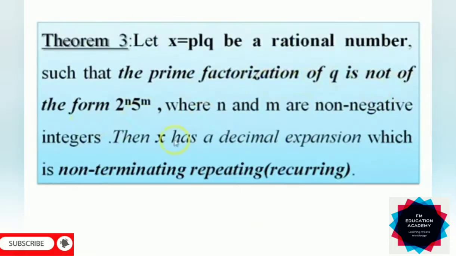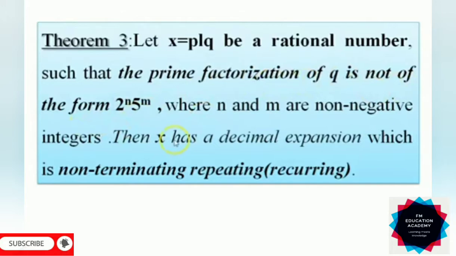The next theorem is: let x = p/q be a rational number such that the prime factorization of q is not of the form 2^n times 5^m, where n and m are non-negative integers. Then x has a decimal expansion which is non-terminating repeating, or it can also be called non-terminating recurring. Recurring and repeating both have the same meaning.